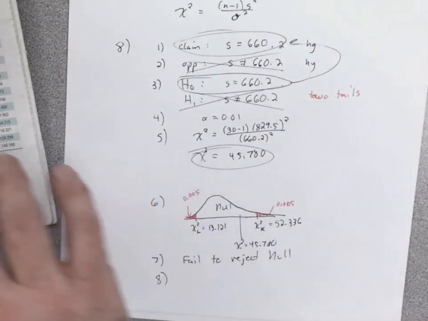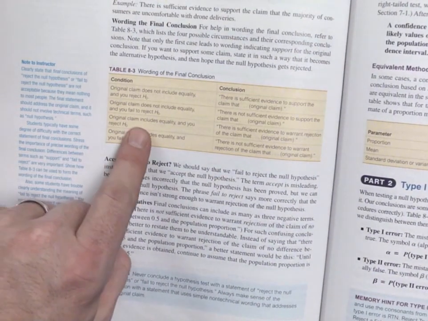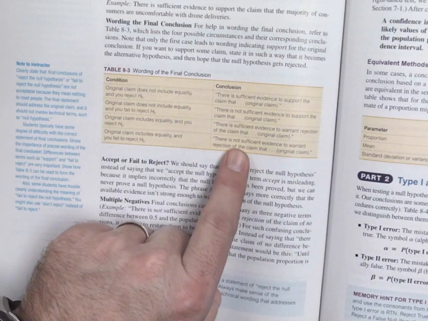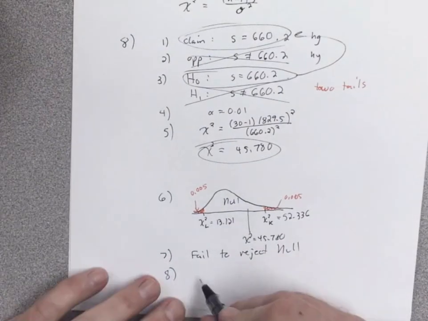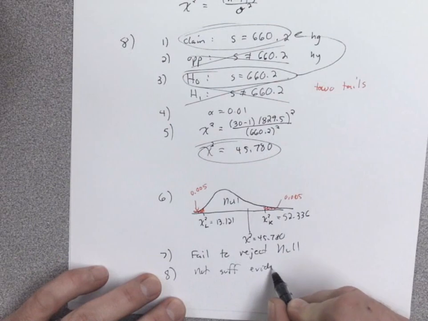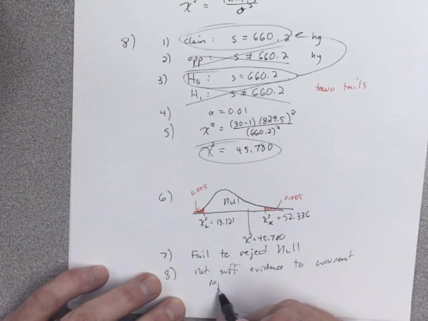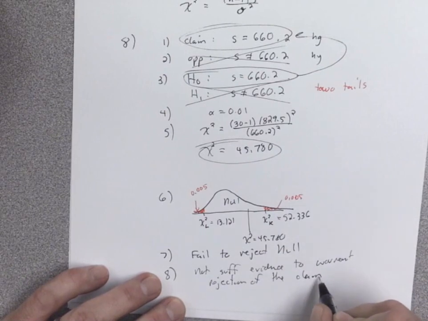So how we write that is kind of dependent on the situation. So the words that they use for that is the claim has equality, and also you fail to reject the null. So there is not sufficient evidence to warrant rejection of the claim. That's how those are done.